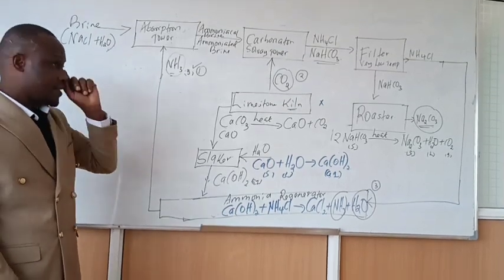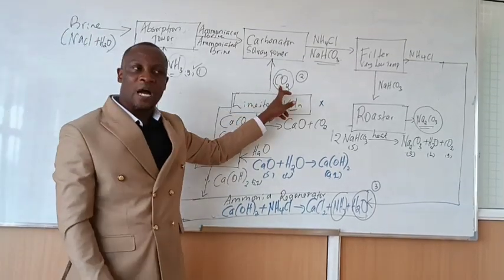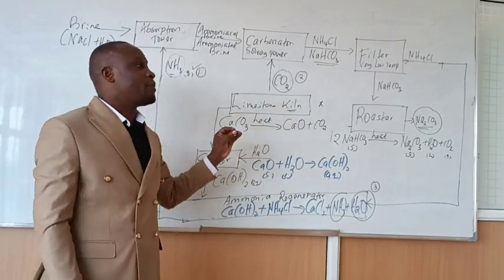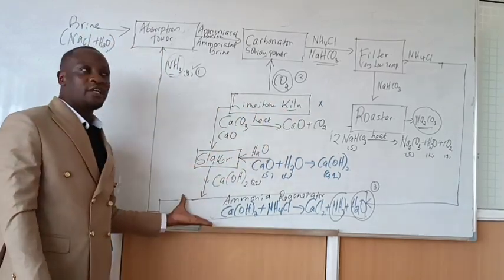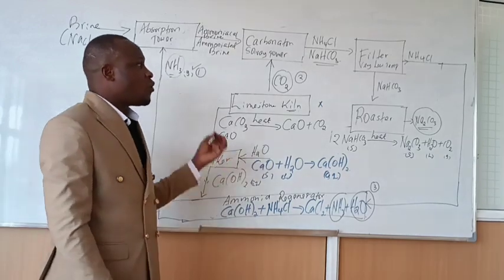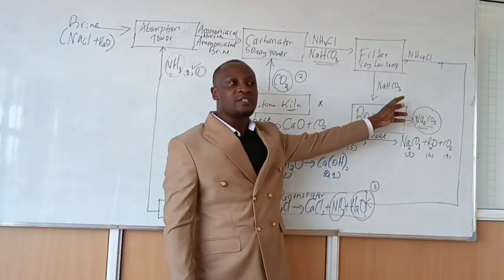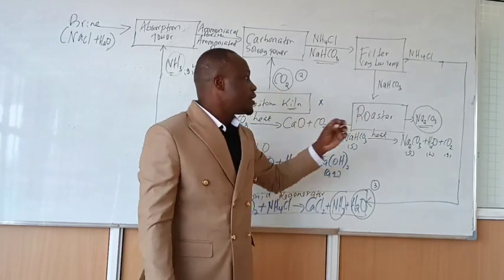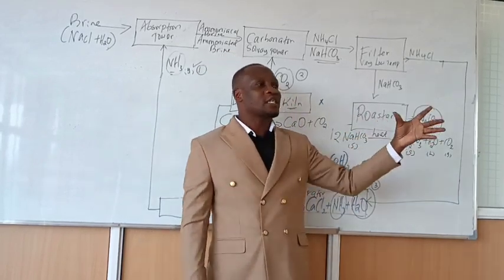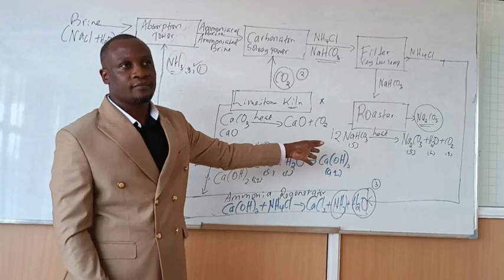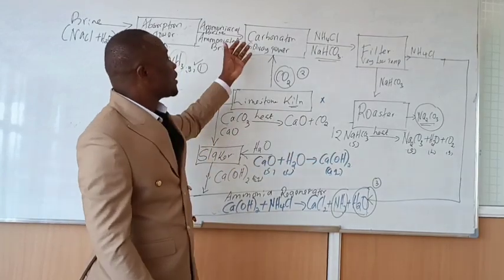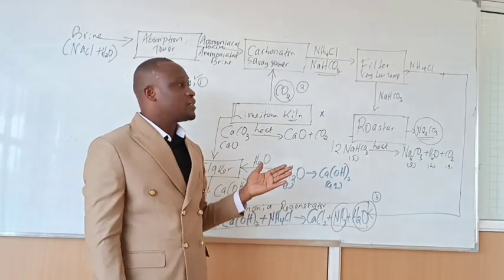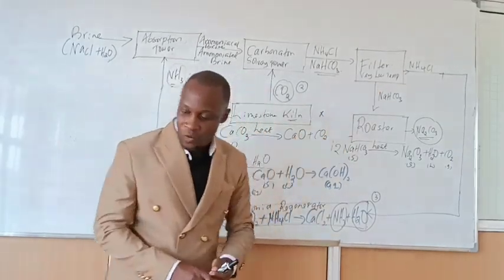What you need to understand is where CO2 is coming from. CO2 is coming from the limestone kiln. Where is ammonia coming from? Ammonia is coming from the ammonia regenerator. Where is sodium hydrogen carbonate taken to? Which chamber? It is usually the roaster. So any chamber where you see sodium carbonate coming out as a product, then you know that it's a roaster. Where are the two salts separated? It is usually the filter.